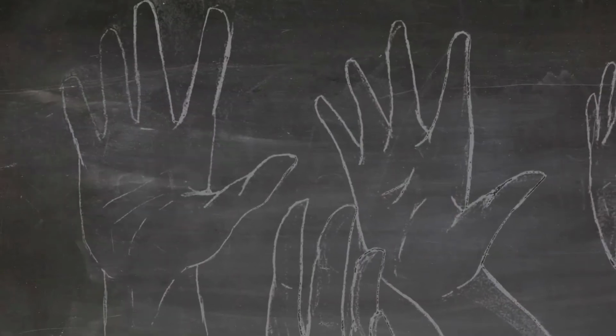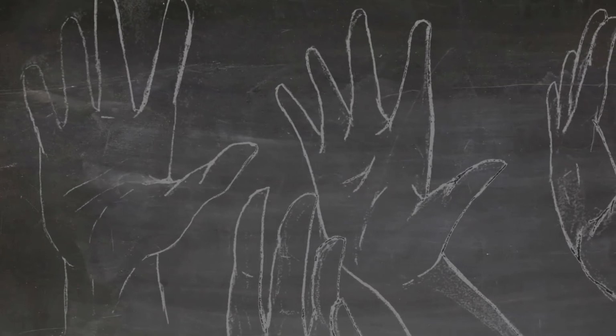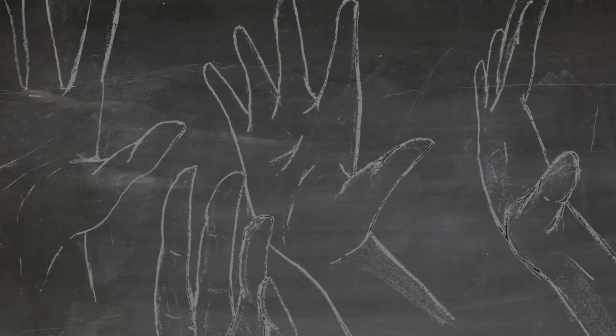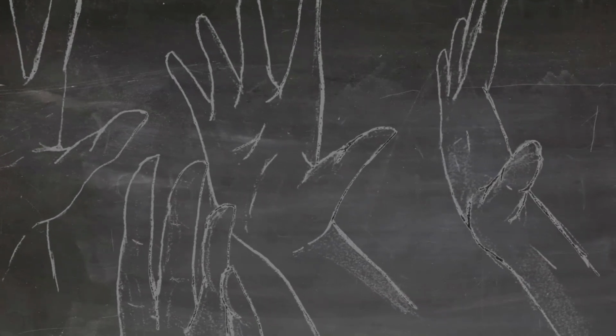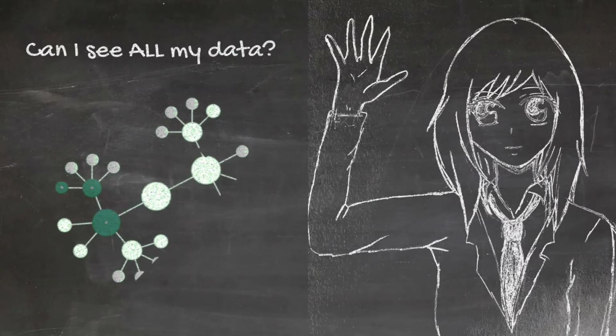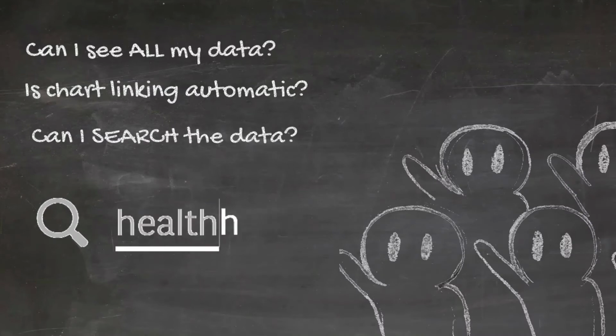And then the questions began. Now, for the sake of time during this story, I won't address the Q&A session verbatim, but rather, I'll list the questions they asked during the meeting. Can I see all my data, meaning data values that are related and unrelated to my selections? Is chart linking and filtering automatic? Can I search the entire dataset?